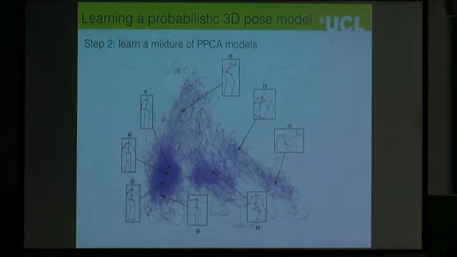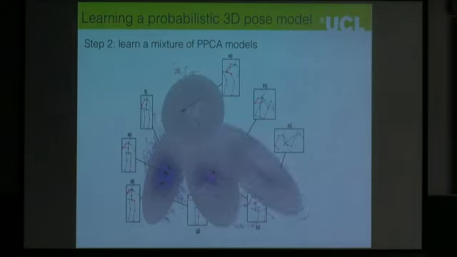So the second step is that, rather than using a single PPCA model, in fact we use a mixture of PPCA models. We then do clustering, and in this case we're actually using 4 PPCA models, and we found that this is a better way of representing the space of human poses. So rather than using a single PPCA model, we use a mixture of them.